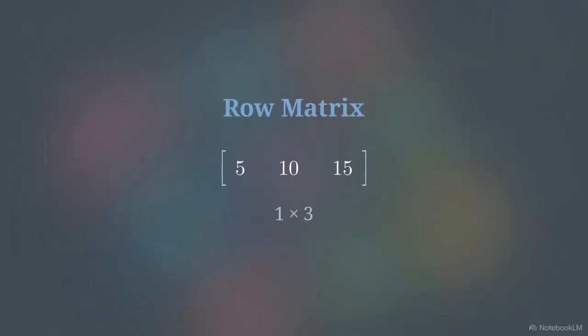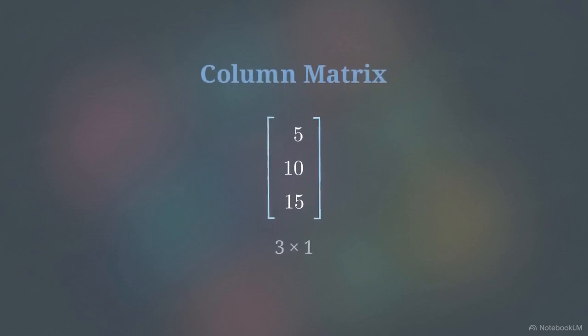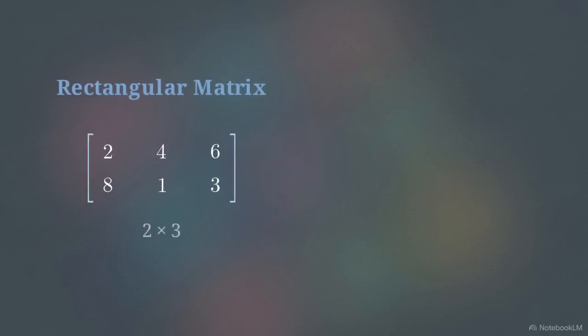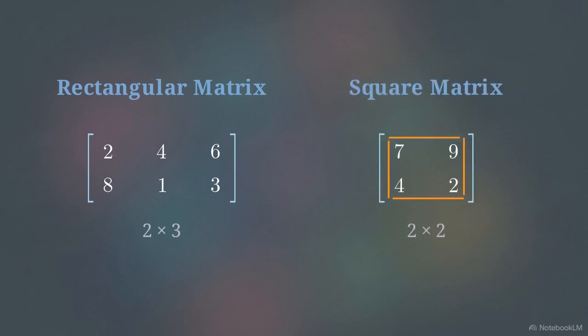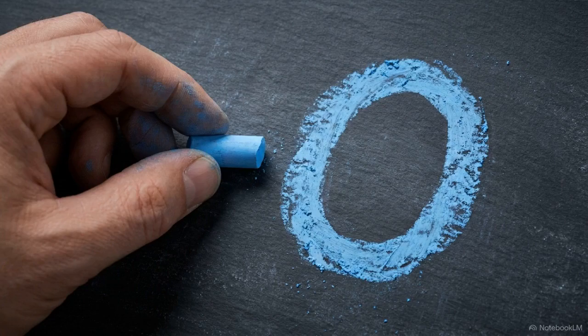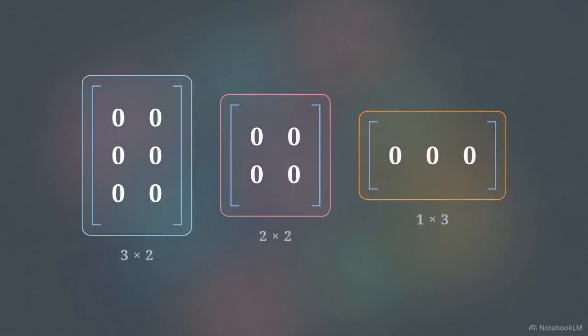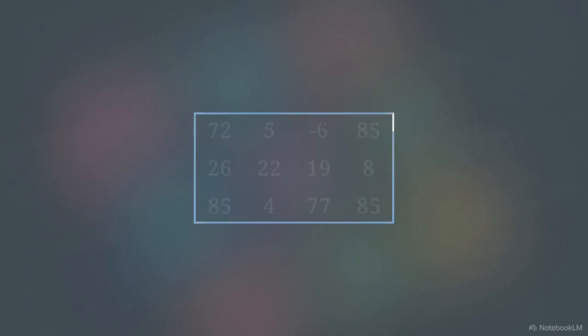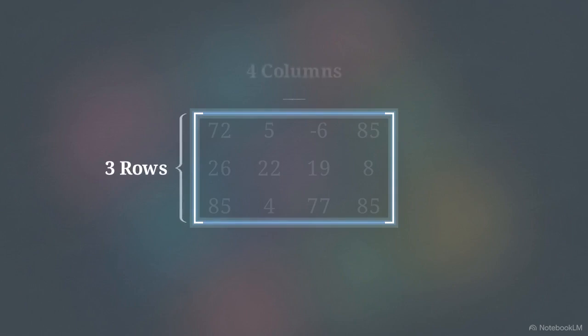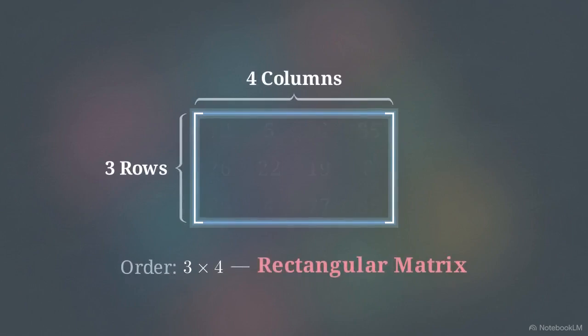A 1 by 3 grid is a row matrix. Flipped to a 3 by 1, it's a column matrix. If rows and columns differ, it's a rectangular matrix. When identical, like 2 by 2, it's a square matrix. Then we also have the zero matrix. This is any matrix where every internal element is 0, regardless of the overall shape. These categories describe the exterior of the matrix, its boundary and proportions, without needing to analyze the specific values inside.